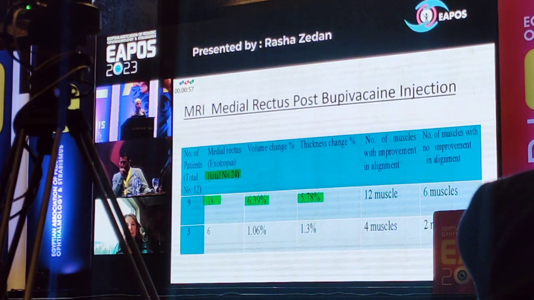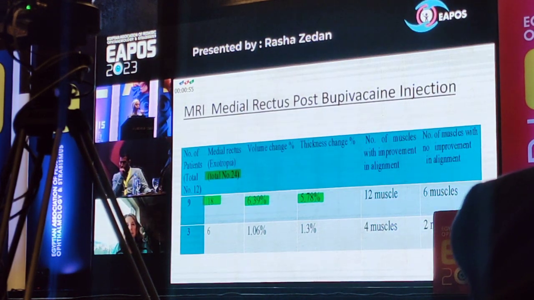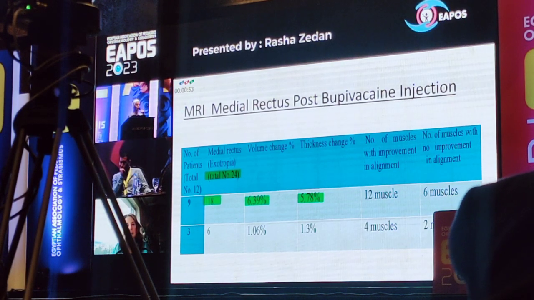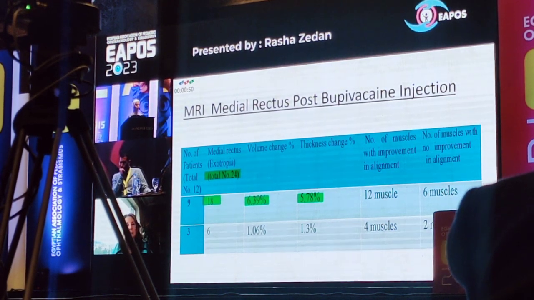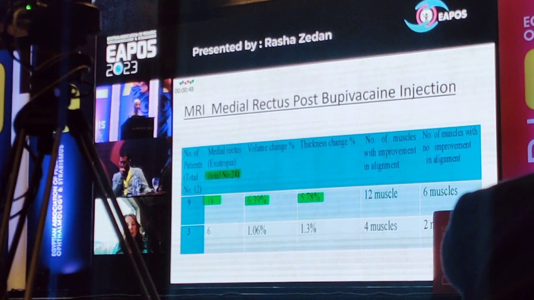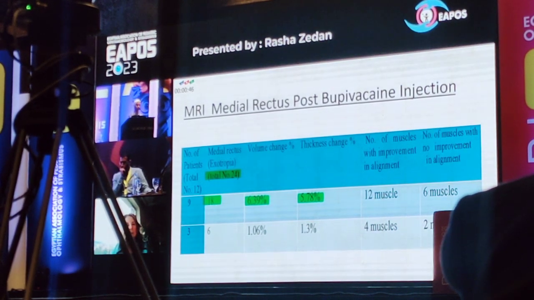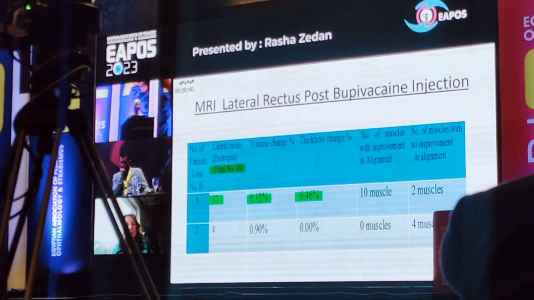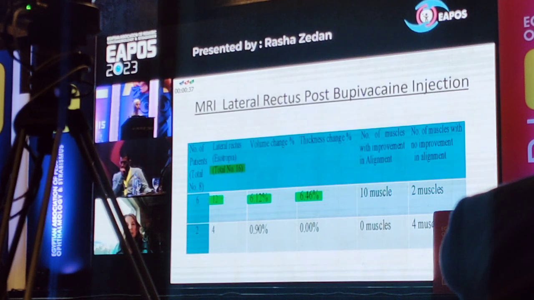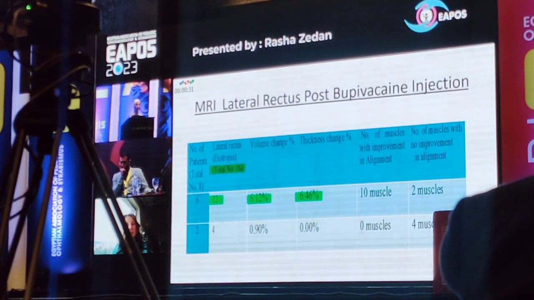Performing MRI for the medial rectus, we injected a total of 24 muscles. 18 of these muscles showed a volume and thickness increase of 6%, while 6 muscles showed under 1% increase in both volume and thickness. In the MRI of the lateral rectus, we injected a total of 16 muscles. 12 of them showed again a 6% increase in volume and thickness, and 4 muscles showed none to less than 1%.